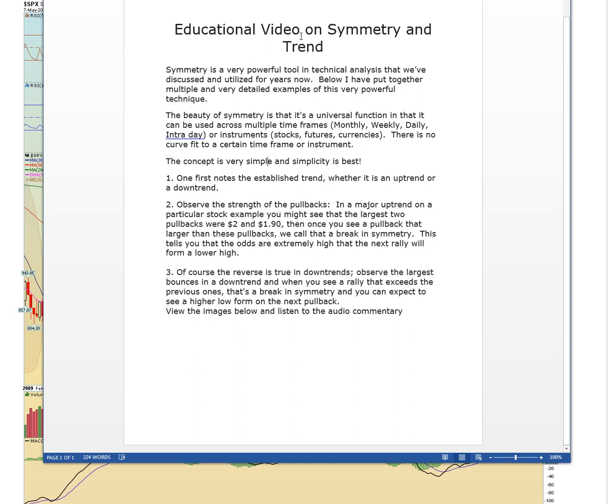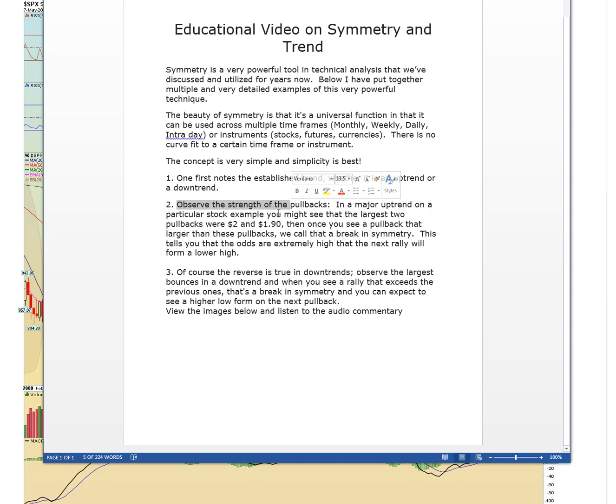So again, symmetry is a very simple concept. Like I explained here, what you do is you notice the established trend, whether you're in an uptrend or a downtrend. Again, that's very easy to tell. You can see generally when a stock or individual market has put in a bottom. You note the trend, whether it's an uptrend or a downtrend. Then you observe the strength of the pullbacks in that trend.